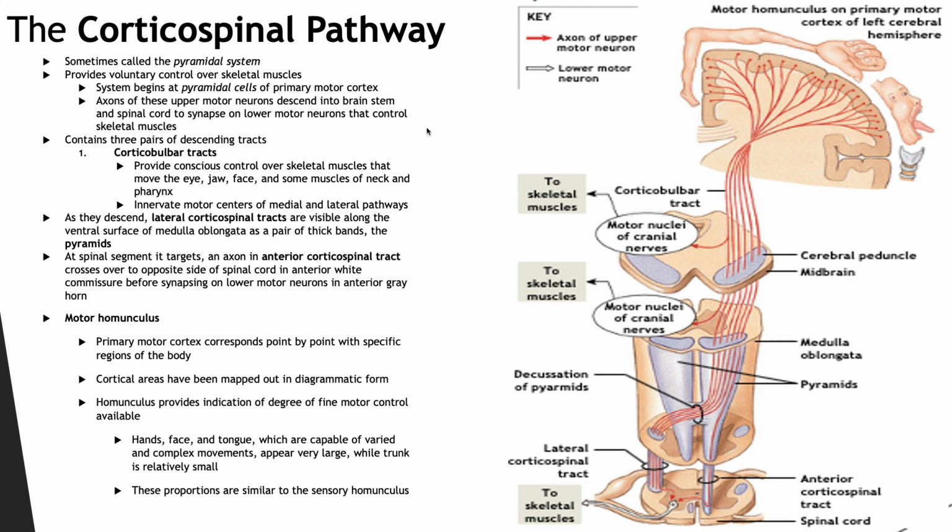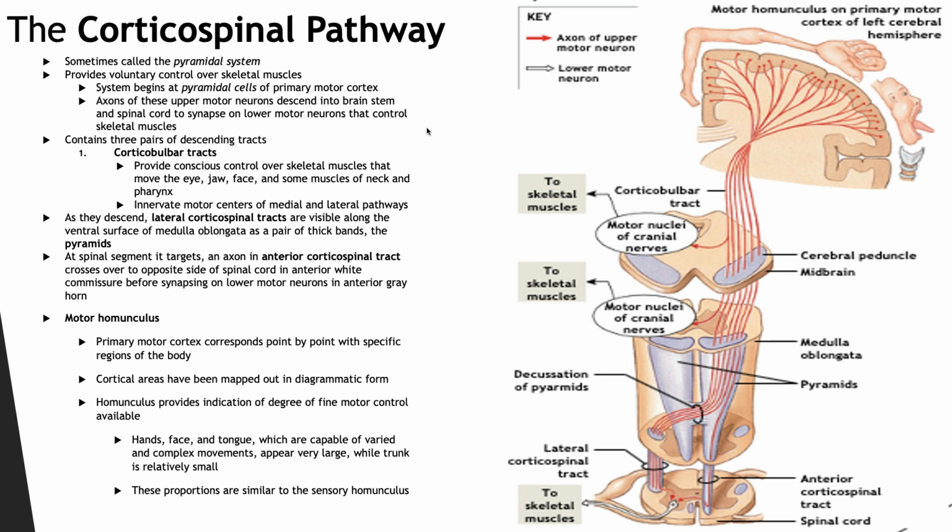A little bit about the corticospinal tracts. Axons in the corticospinal tract synapse on the lower motor neurons in the anterior gray horns of the spinal cord. As they descend, the corticospinal tracts are visible along the ventral surface of the medulla oblongata as a pair of thick bands, also known as the pyramids. Along the length of the pyramids, roughly 85% of the axons cross the midline to enter the descending lateral corticospinal tracts on the opposite side of the spinal cord. The other 15% continue uncrossed into the spinal cord as the anterior corticospinal tracts.